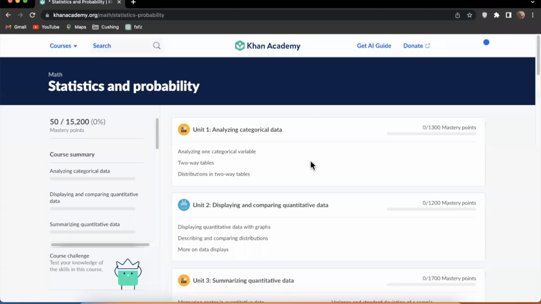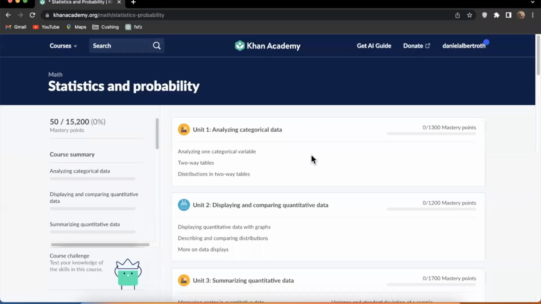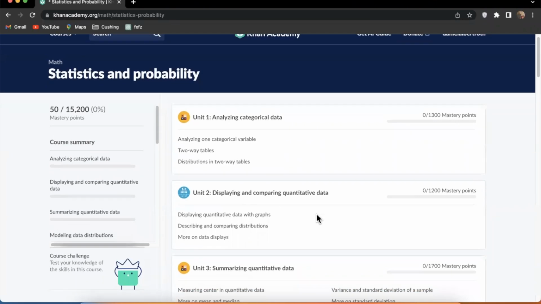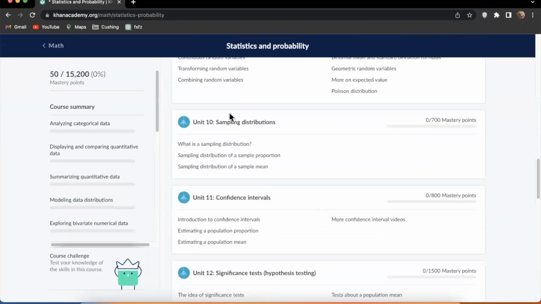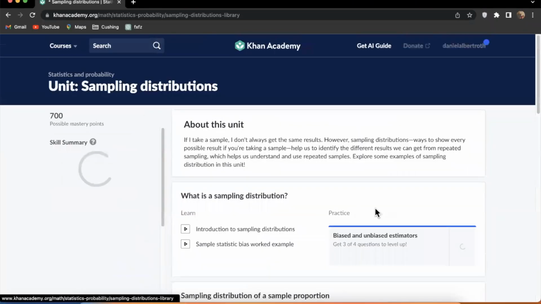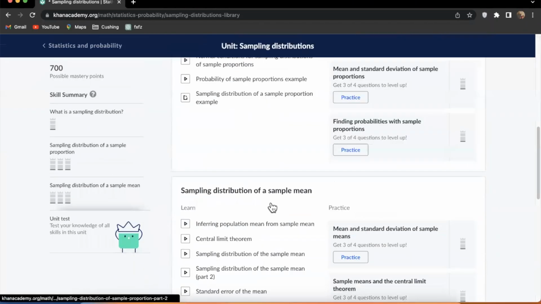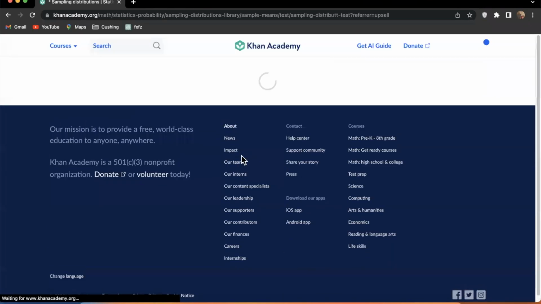Hey everyone, so I'm in the Khan Academy class for statistics and probability. Today I'm going to be going down to unit 10. I'm going to do the unit test for unit 10. The unit is on sampling distributions. So we're going to head to the bottom. So, the unit test.